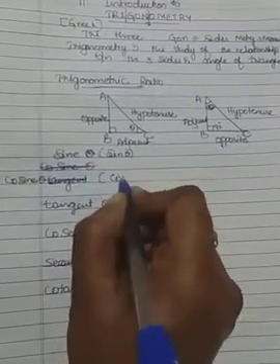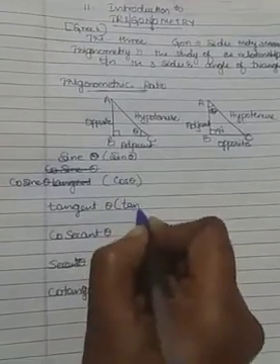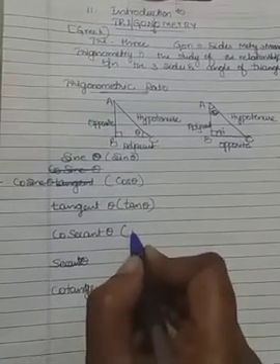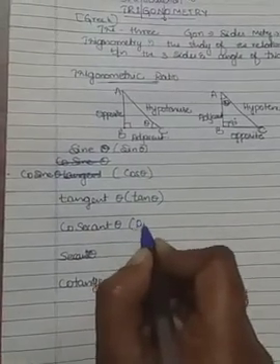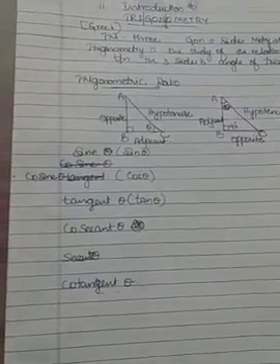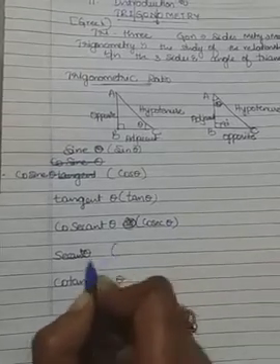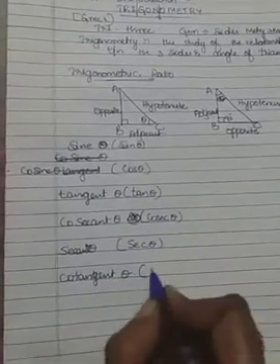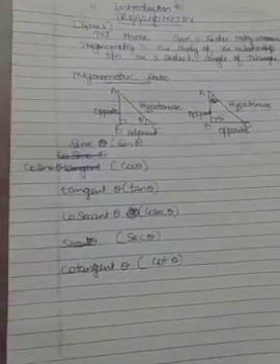Cosine theta is shortly written as cos theta. Tangent theta is shortly written as tan theta. Cosecant theta is shortly written as cosec theta. Secant theta is shortly written as sec theta. And cotangent theta is shortly written as cot theta. Like that it will be written. Clear?